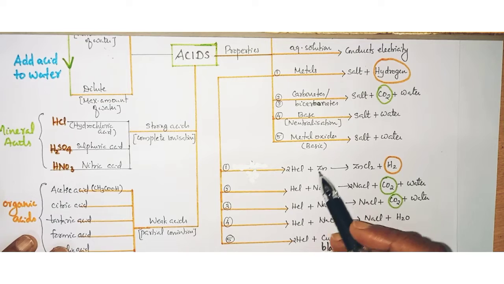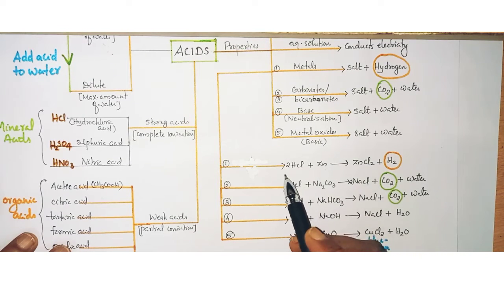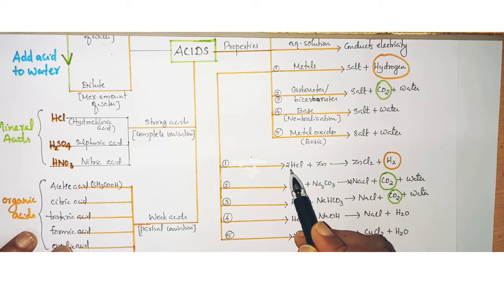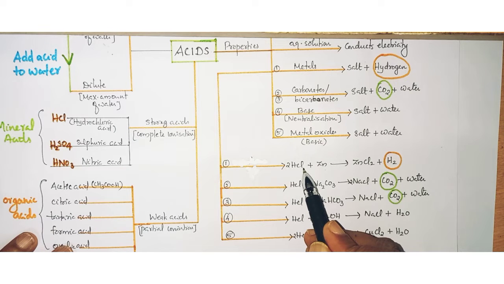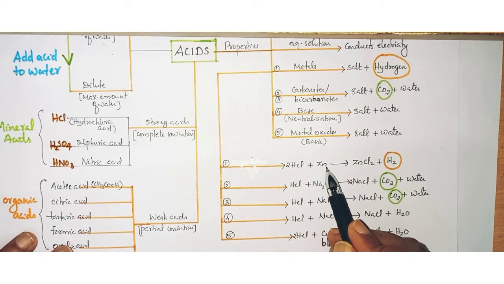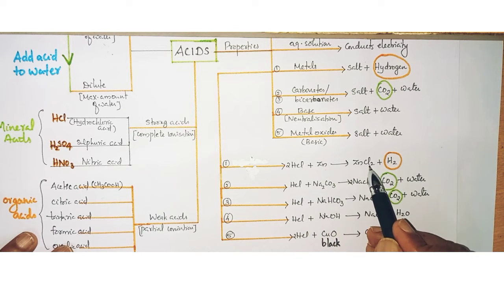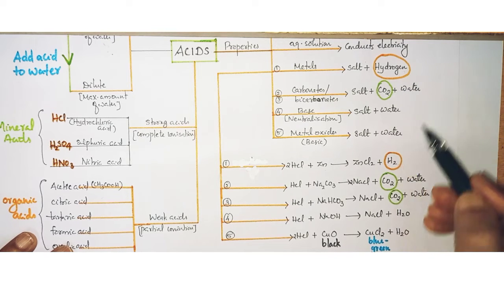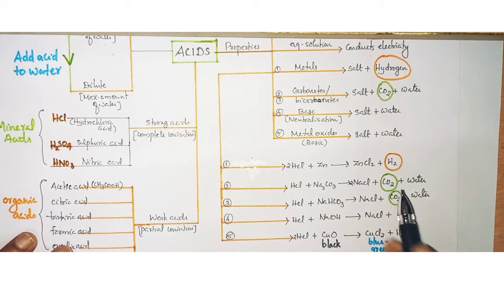Let's see the chemical equations for these reactions. First one is with metals, we can take hydrochloric acid as an example. So HCl plus zinc metal produces salt, zinc chloride and hydrogen gas. So hydrogen gas is evolved here. So this is very important.